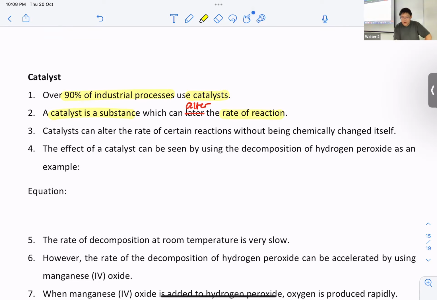Okay, so a catalyst can alter the rate of certain reactions without being chemically changed itself. I'll explain to you more about this later on, okay? Without being chemically changed itself. It goes in, it helps the reaction, it comes out.